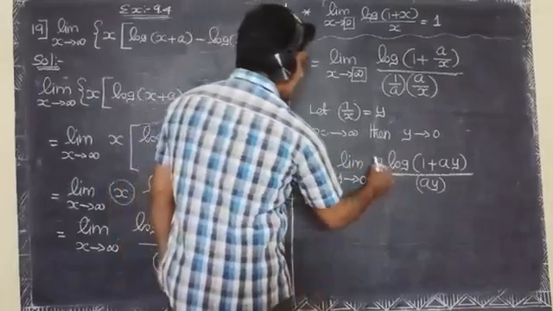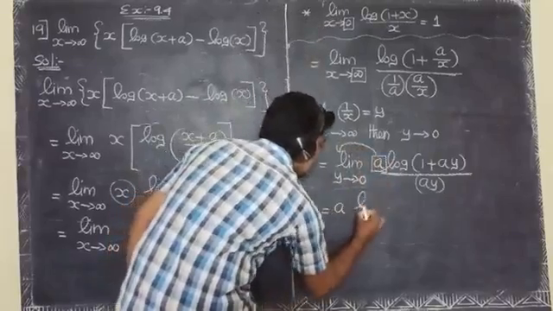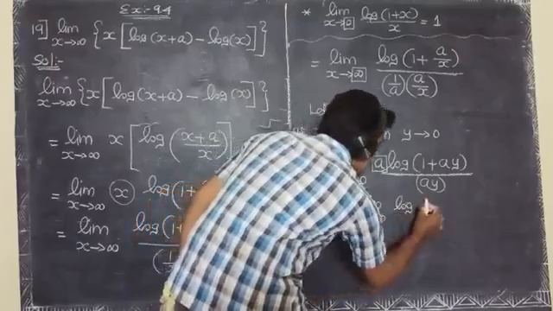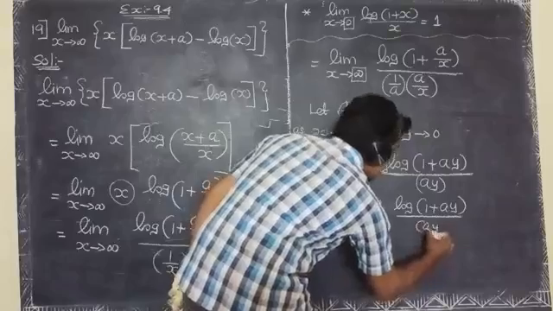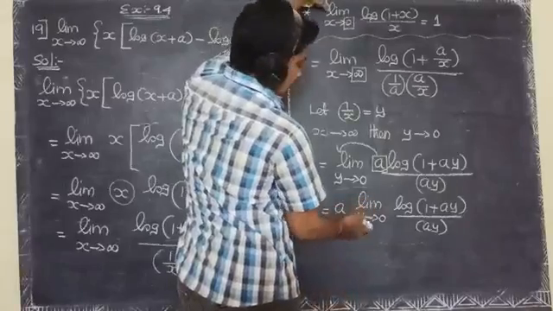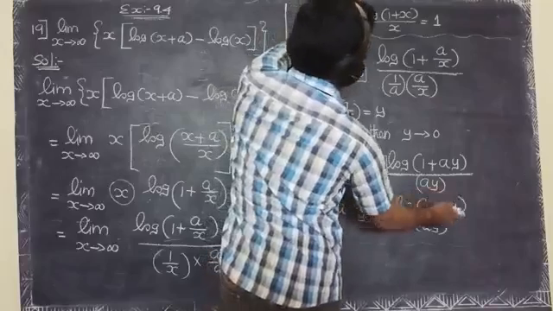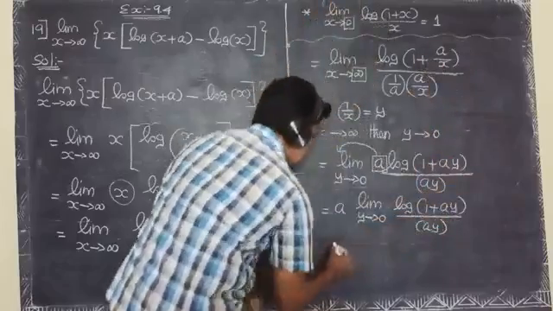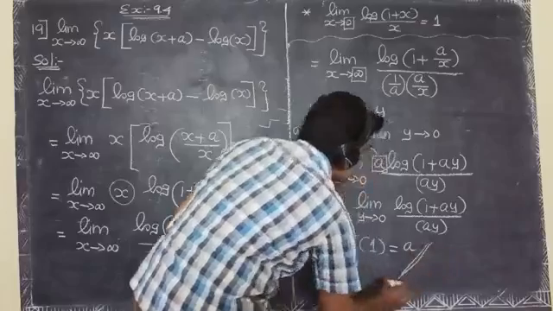Here a is the constant, so a into limit y approaches 0, log of (1 + a y) divided by a y. Using the result limit y approaches 0, log of (1 + x) divided by x, which is equal to 1, similarly, using this result here, that is a into 1, which is equal to a.